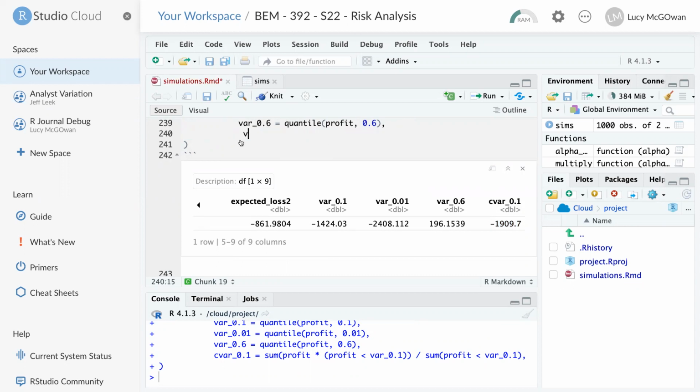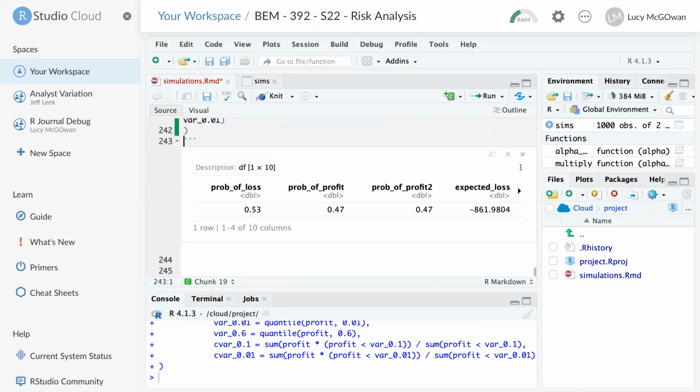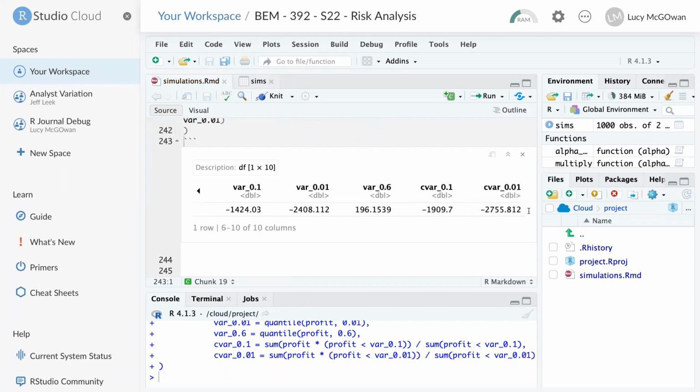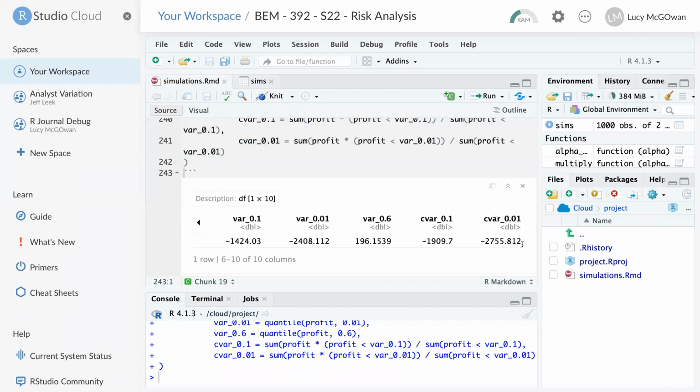And similarly, I can copy the same code for the conditional value at risk at 0.01, or 1%, and now I would use the 0.01 index for that. And so this is saying if we end up in the bad 1% scenario, so we basically end up in that worst case, we would on average lose about $2,700.